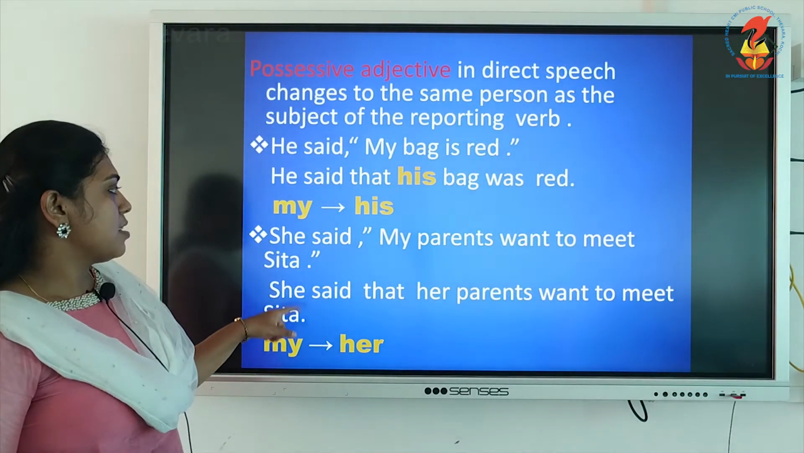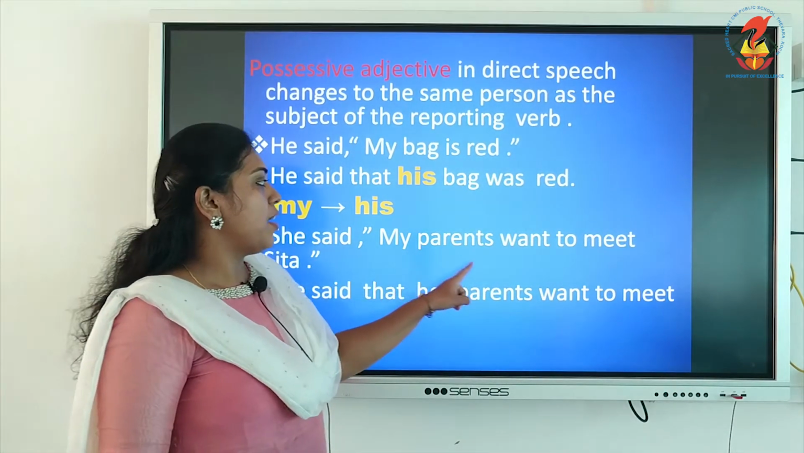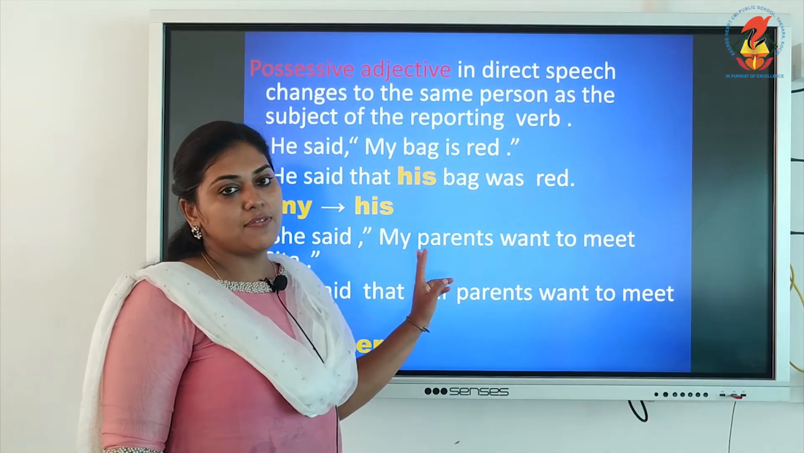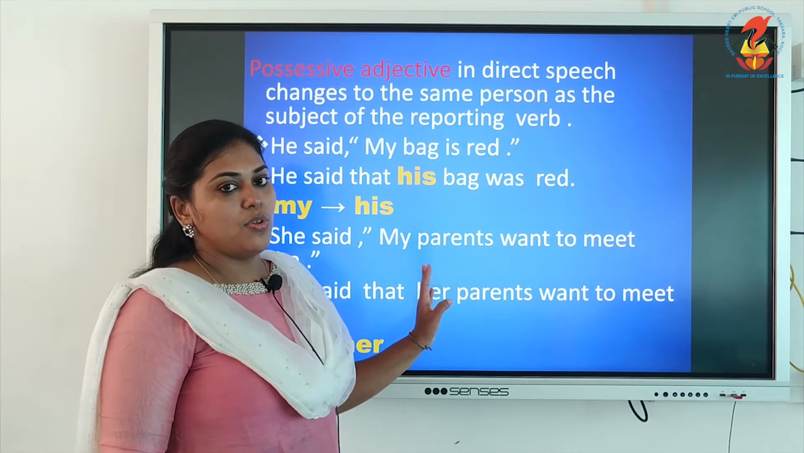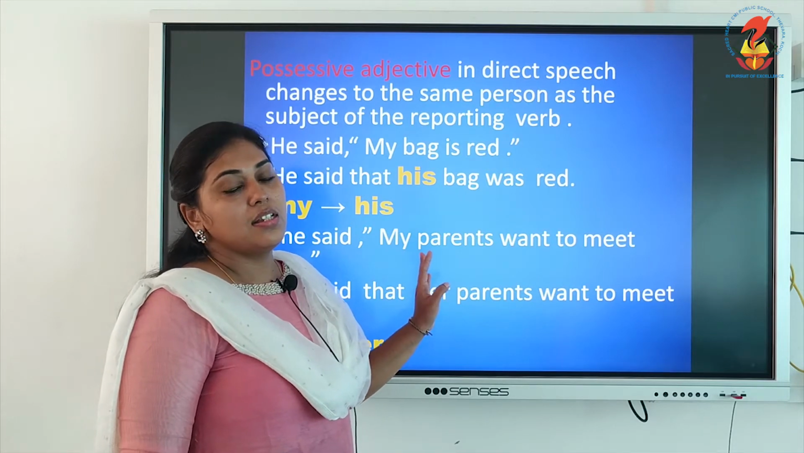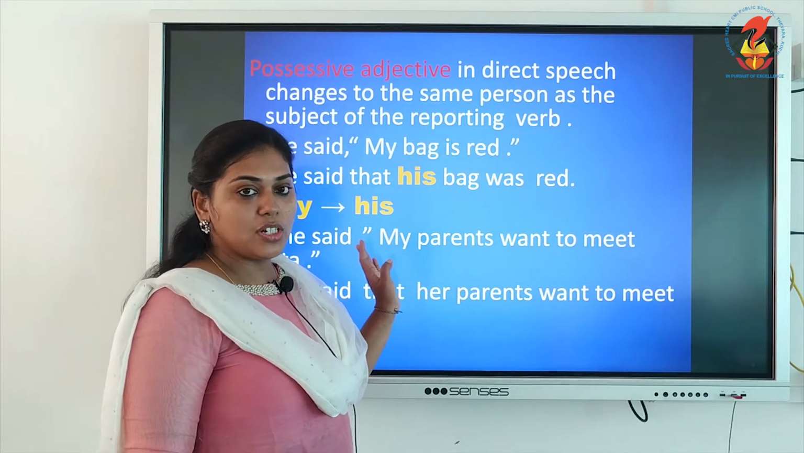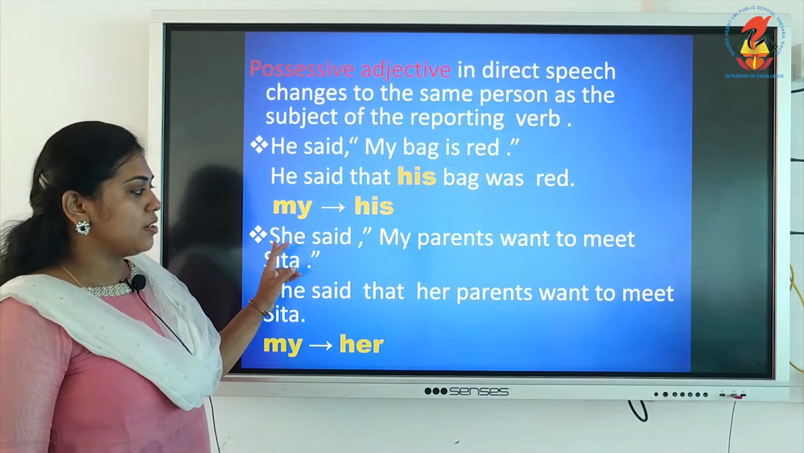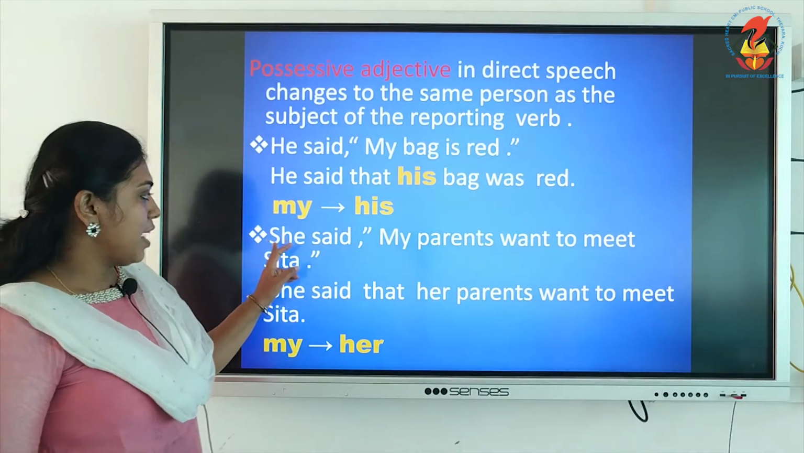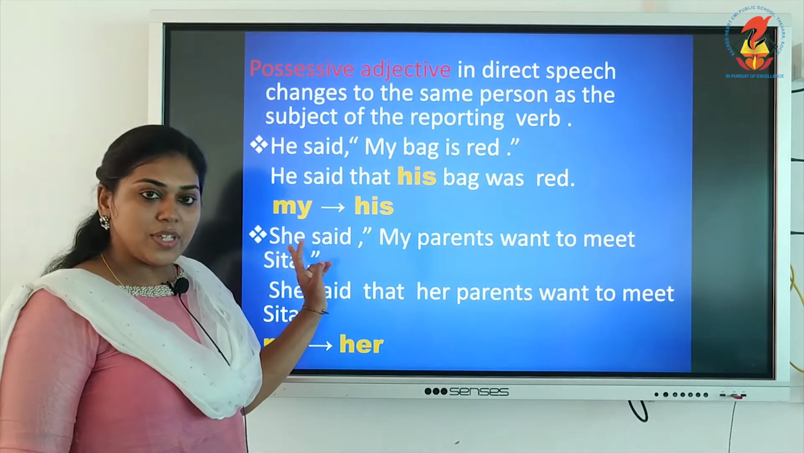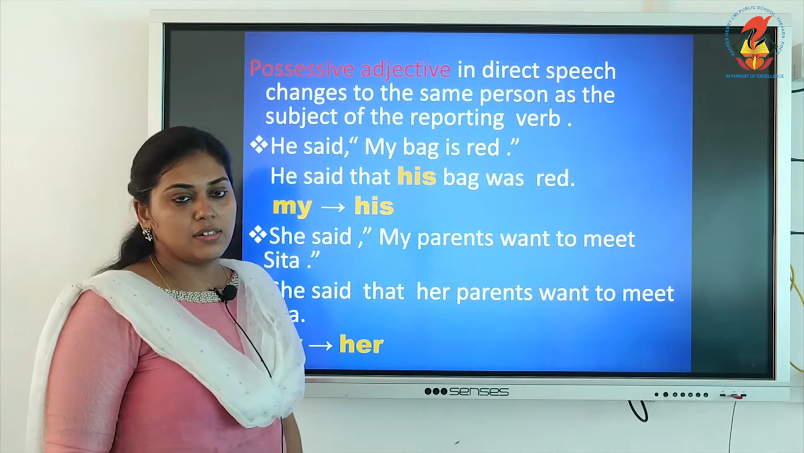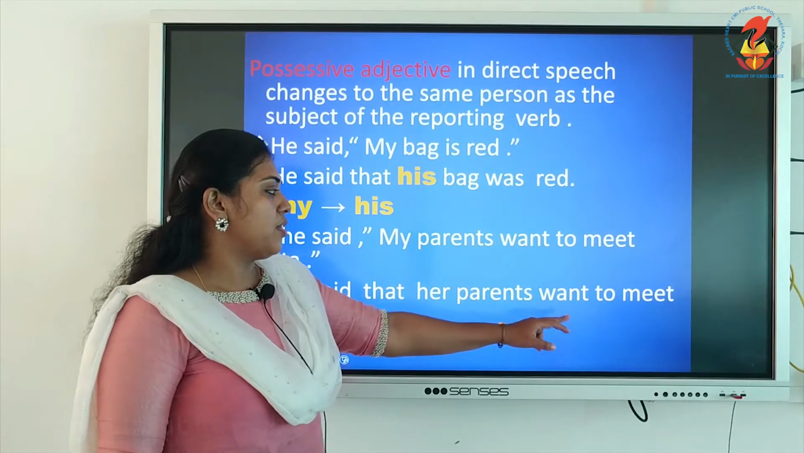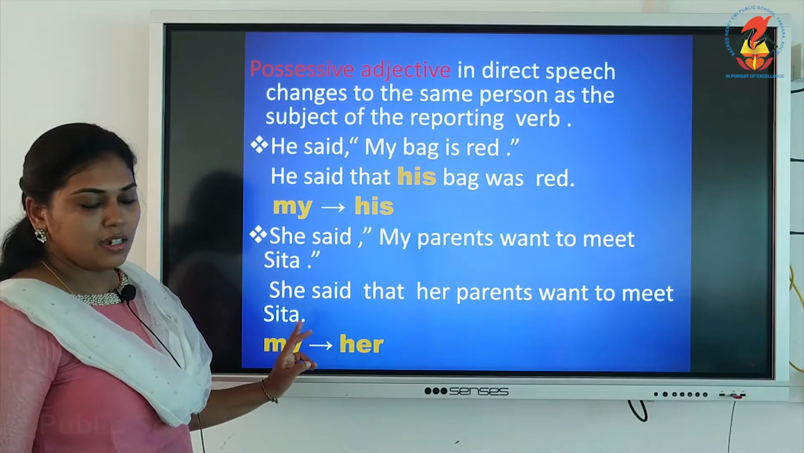Next sentence. She said, "My parents want to meet Sita." So, we understood that the possessive adjective my is there in the sentence. So, we have to replace it with the same person as the subject of the reporting verb. What is the subject of the reporting verb? She is the subject. So, we use that pronoun. She is a female gender. So, we have to use her here. So, the sentence would be, she said that her parents want to meet Sita.